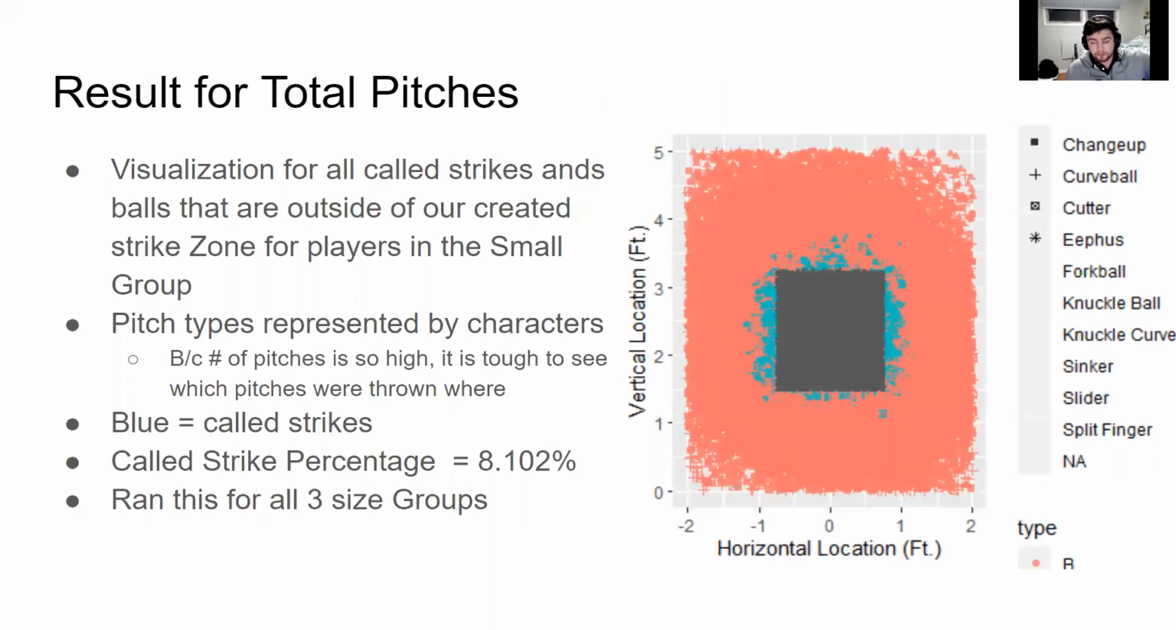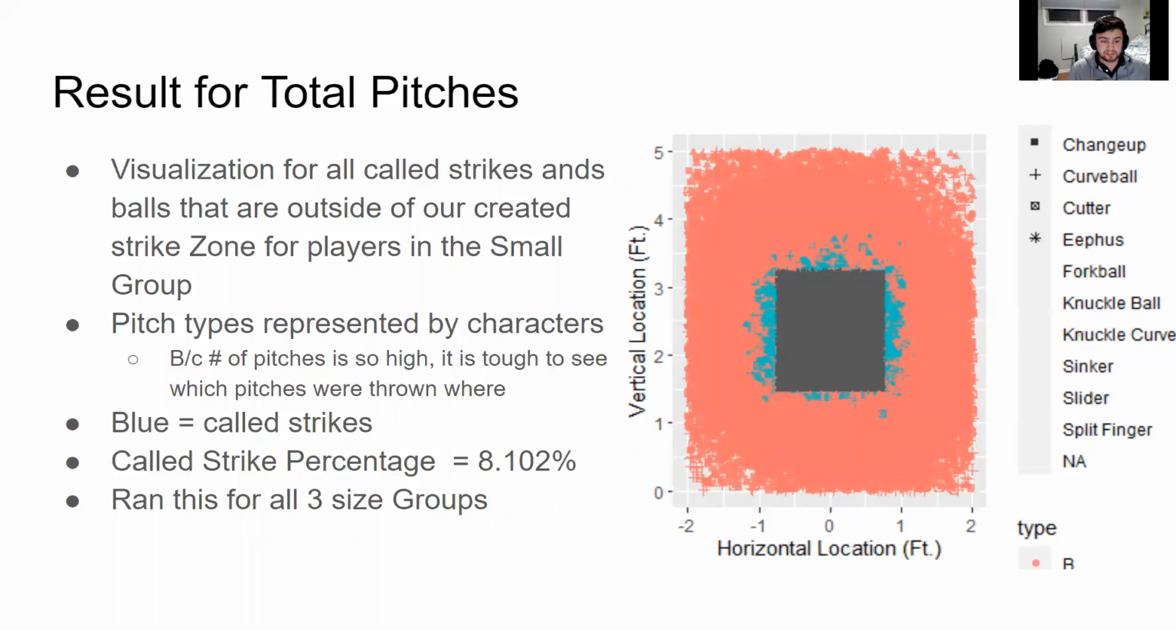Here's the result for that line of code. The visualization for all called strikes and balls that are outside of our created strike zone for players in the small group. Pitch types are represented by characters. If you look in the top right, you see some examples there. However, because there's so many pitches, over 54,000 for this scenario specifically, it's tough to see which pitches were thrown where.